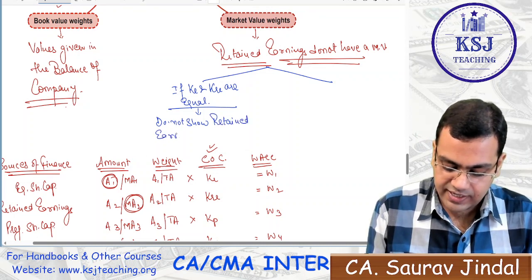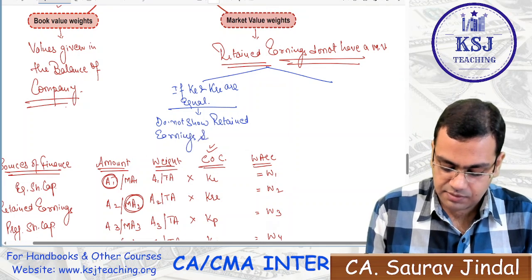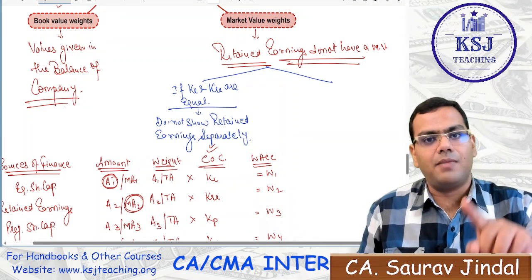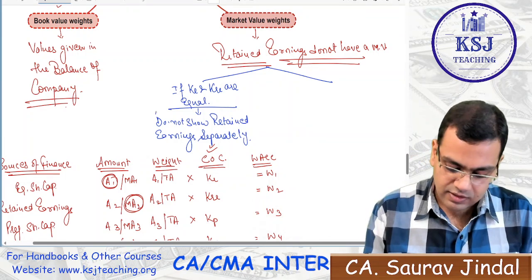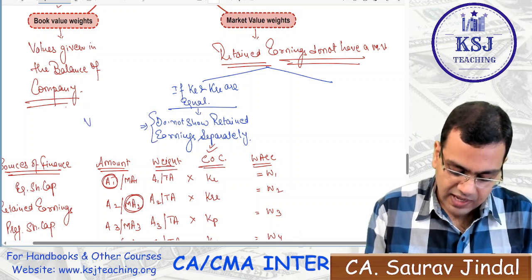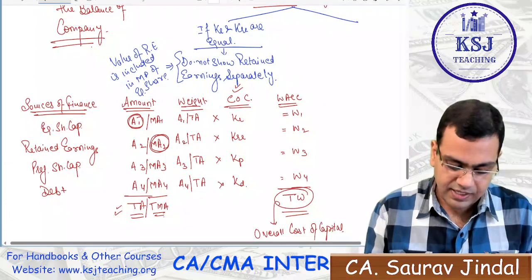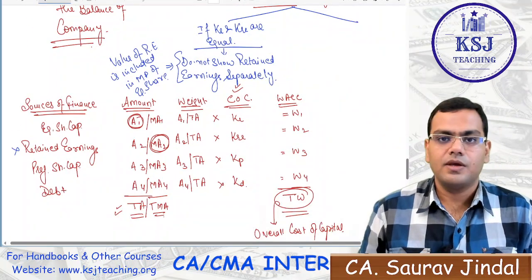Do not show retained earnings separately, right? The value of retained earnings is included in the market price of equity share. So you don't have to show the retained earnings separately. This will not be shown here, right?